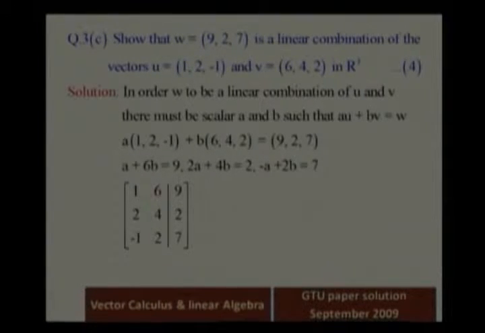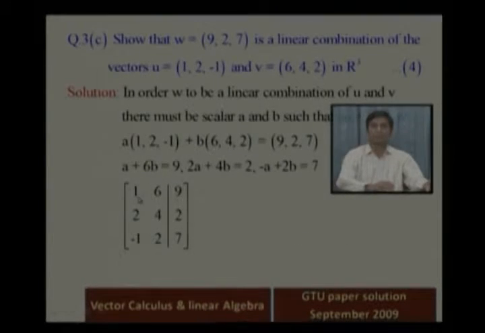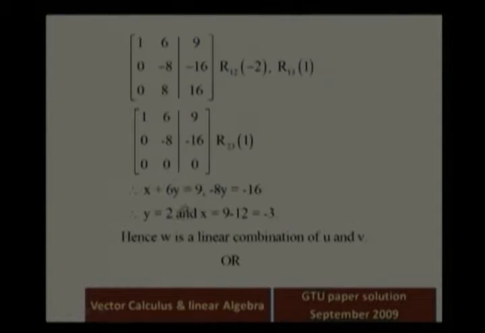Now we have to convert the given matrix into row echelon form, so we do some processes. We multiply the first row by -2 and add it to the second row, and we multiply the first row by 1 and add it to the third row. First row times -2: you can see 2 minus 2 is 0, 4 minus 12 is -8, and 2 minus 18 is -16. So the second row is 0, -8, -16.